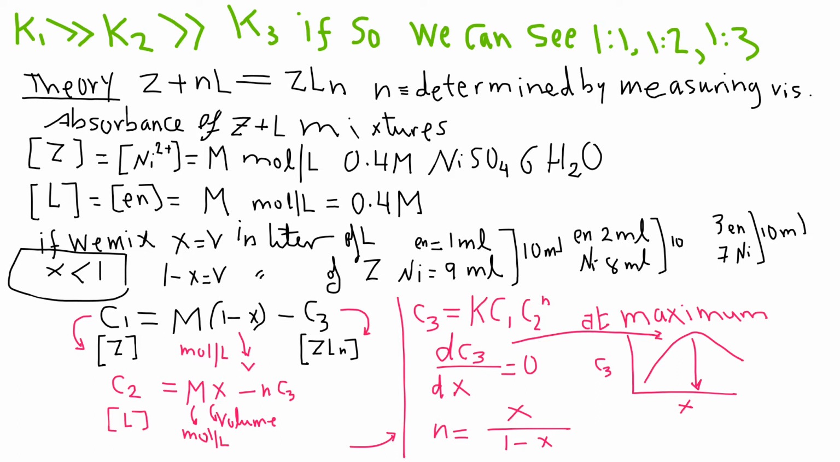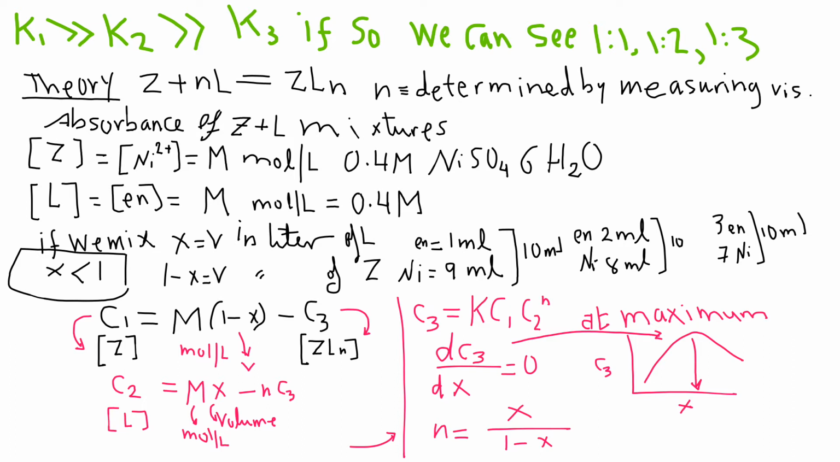Now, the major condition in order for this experiment, the method of continuous variation, to work is that the equilibrium constants should be different from each other, so we can catch the complex in solution. So K1 must be greater than K2, and K2 must be greater than K3, so we can see the complex in solution.